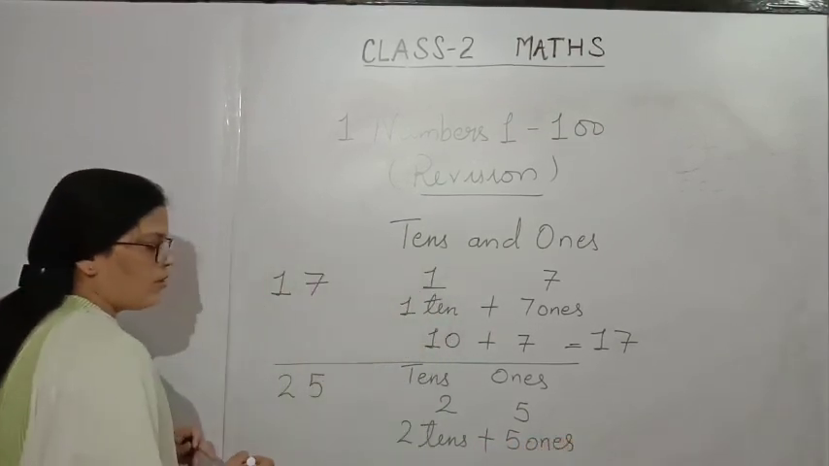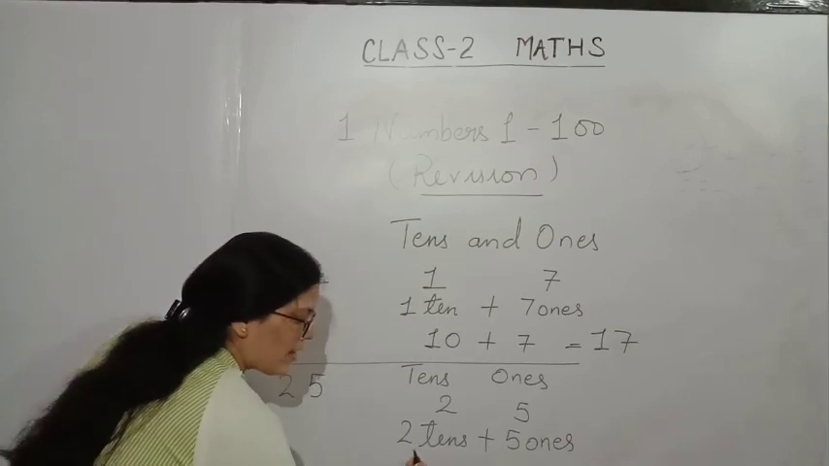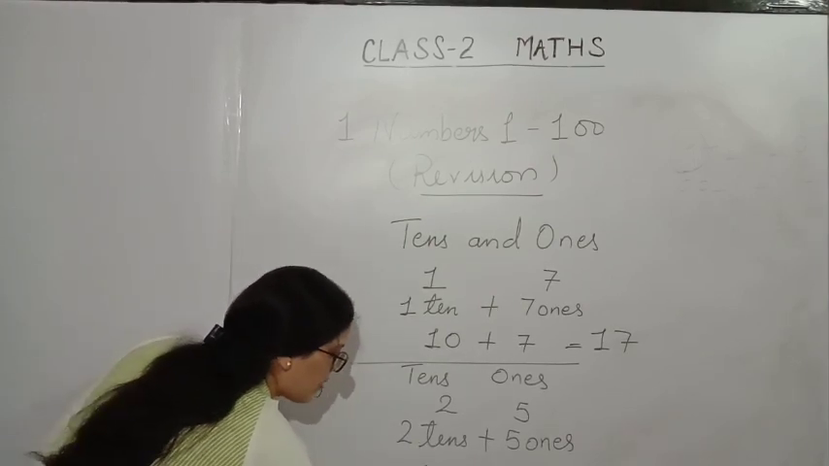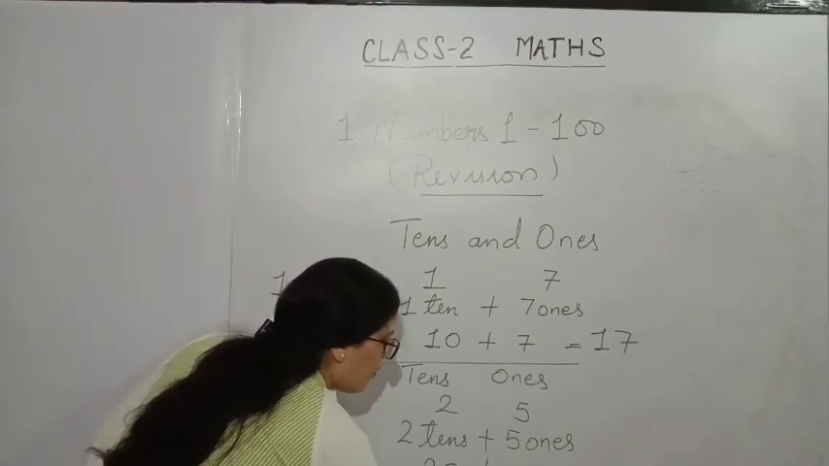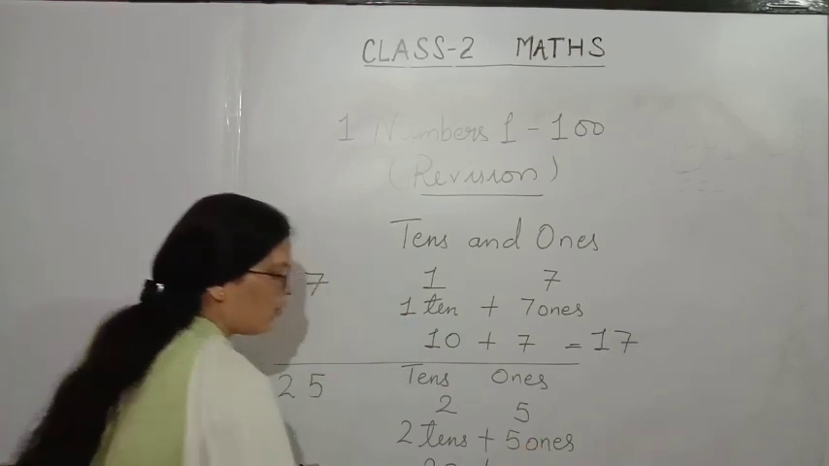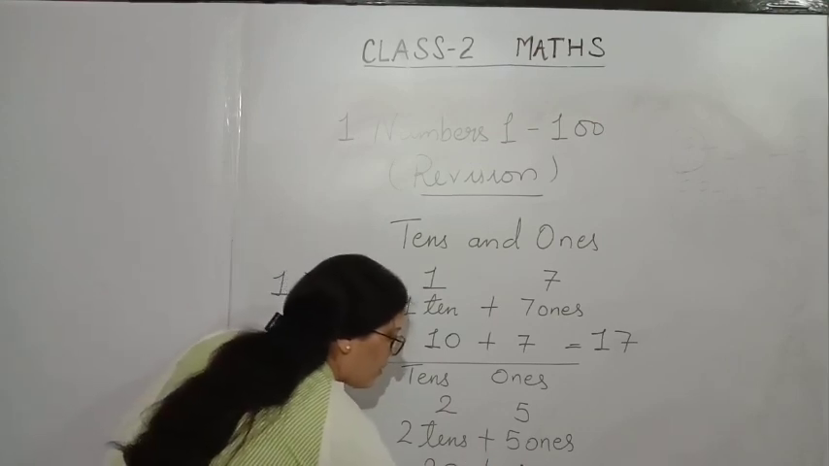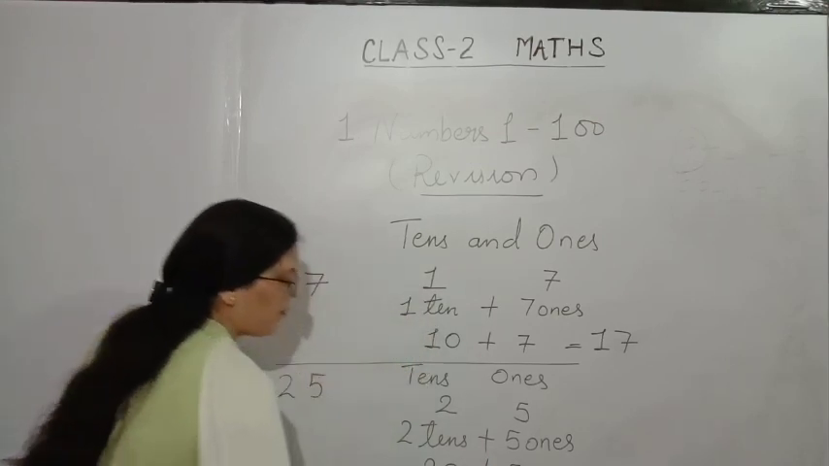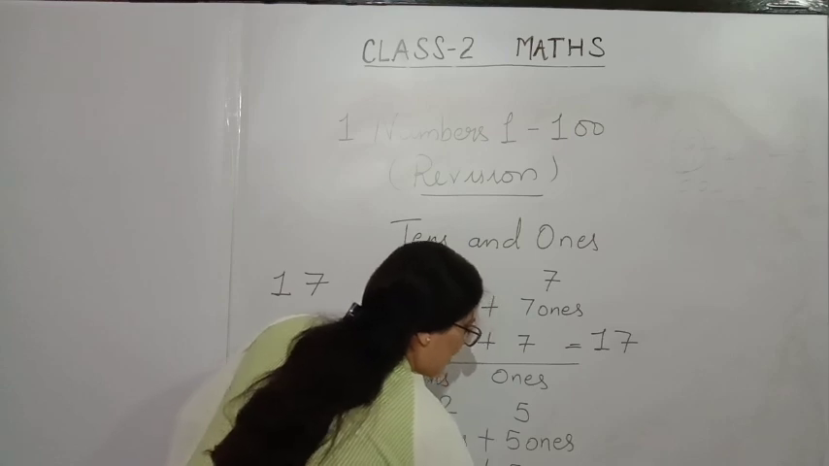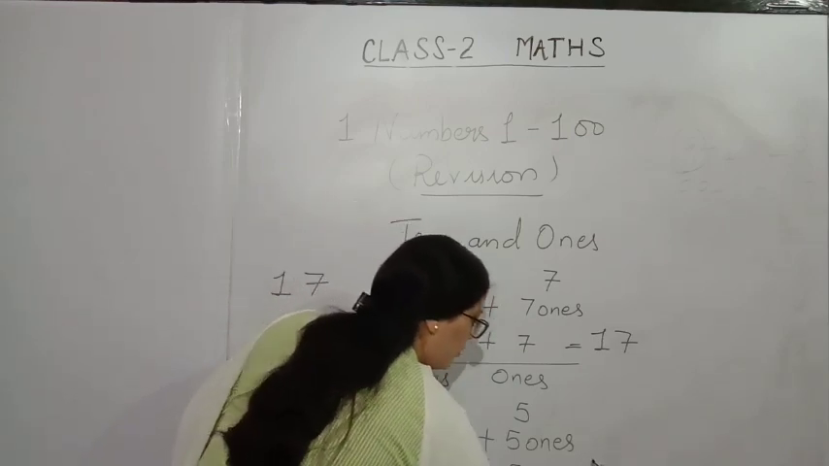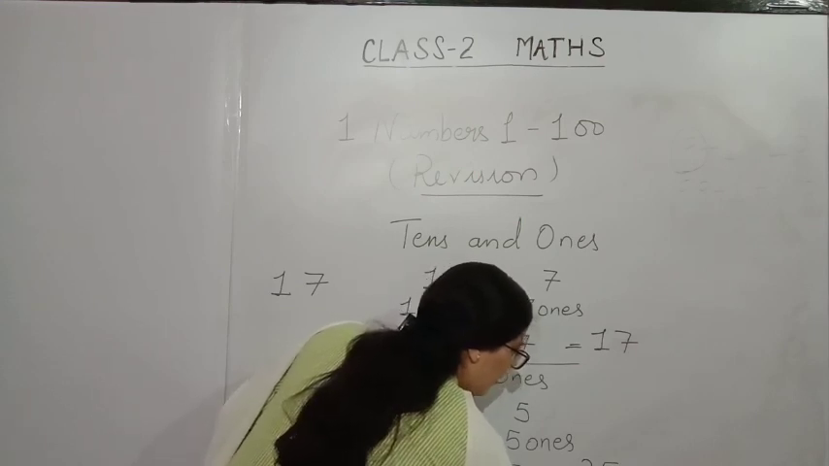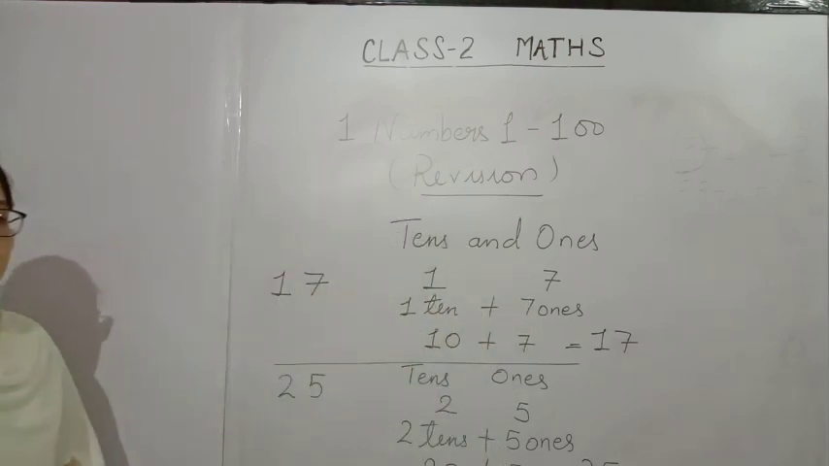So we can write 2 tens. 2 tens means 2 times 10, so it will be 20 and 5 ones. We can write 5 ones as 1 times 5, which means 5. So 20 plus 5, 20 and 5 together form the number 25.